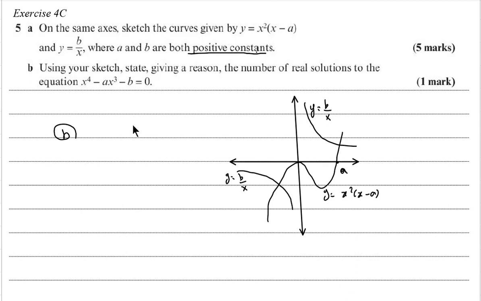B: using your sketch, state, giving a reason, the number of real solutions. Okay, to answer B, we have here, of course, two solutions because we have 2 points of intersection. It will be 2 because we have 2 points of intersection.